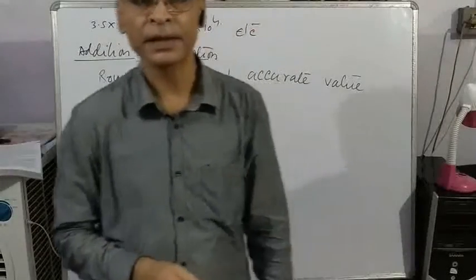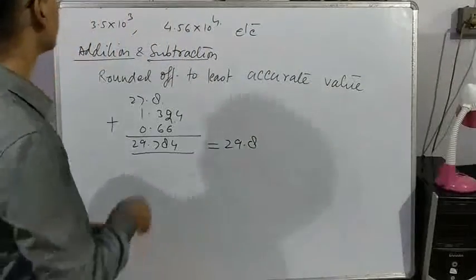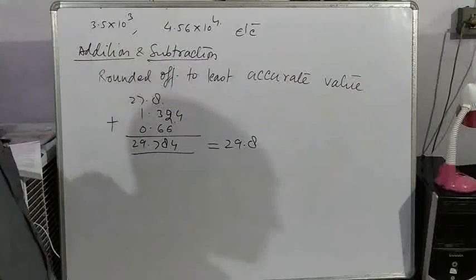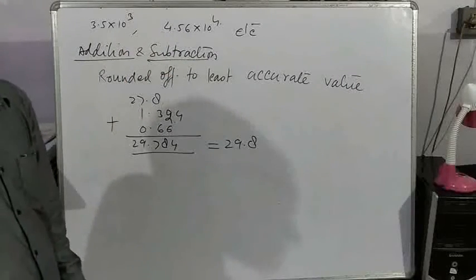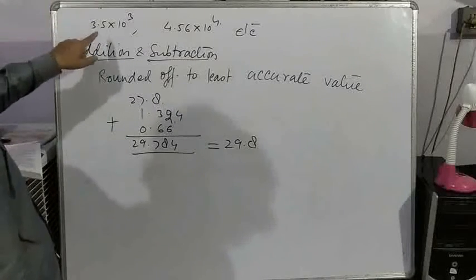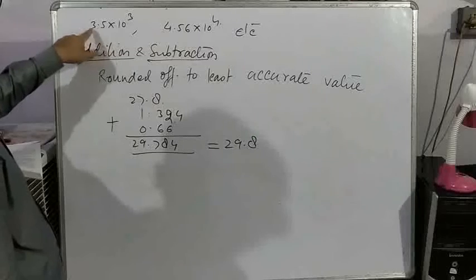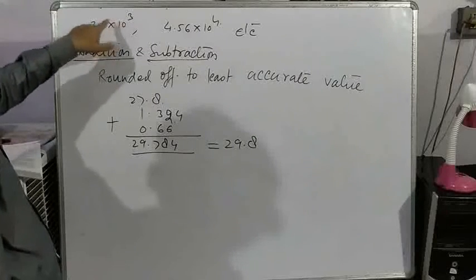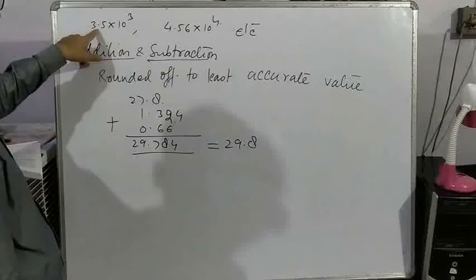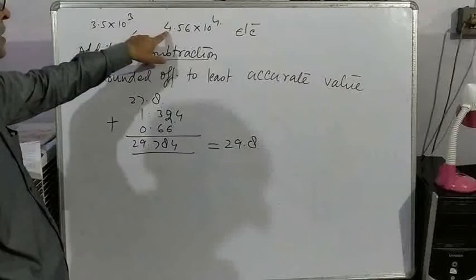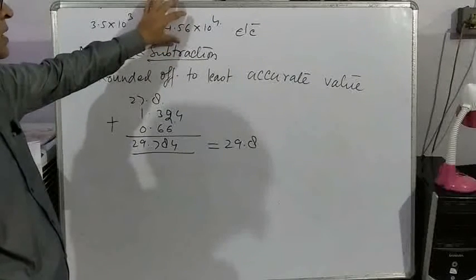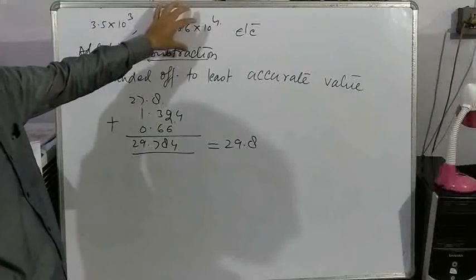If numbers are written in scientific notation, this type of representation is called scientific representation. In such conditions, the number of significant figures will be 2. Only this value is considered. Here the number of significant figures is 2. Here the number of significant figures is 3. These significant figures are decided on the basis of the previous rules.